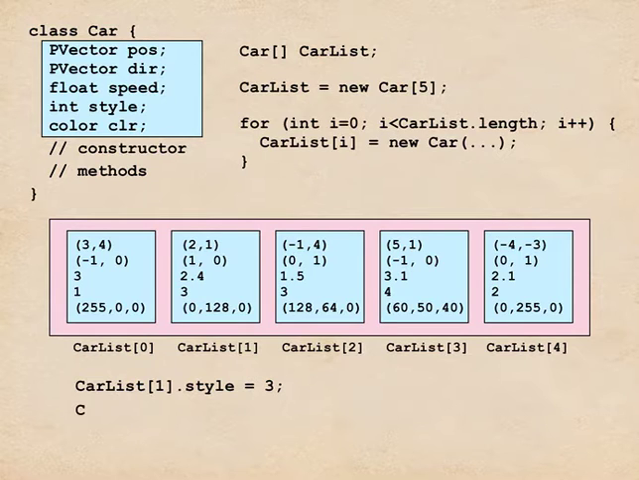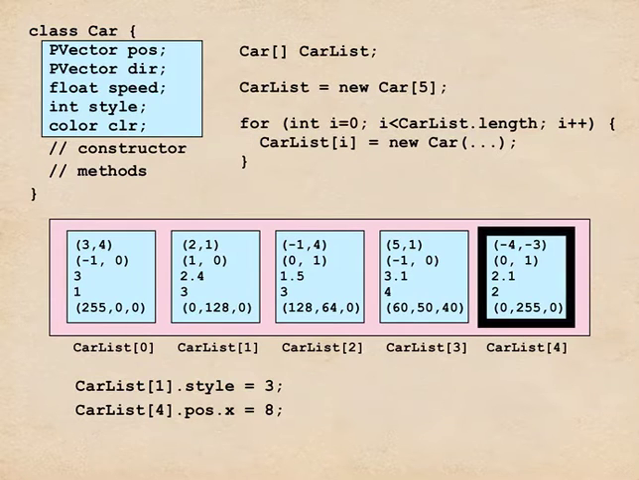Let's try another one. This time we'll move the car. So in carList sub 4, I'll set the x coordinate of the position to 8. Again, no trouble. We just identify carList sub 4. We look at the x part of the position vector, and we change that from -4 to 8. And now we've moved the car.